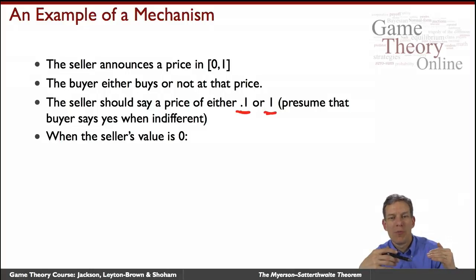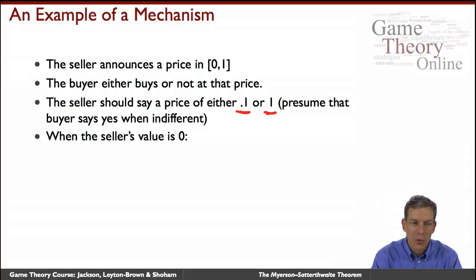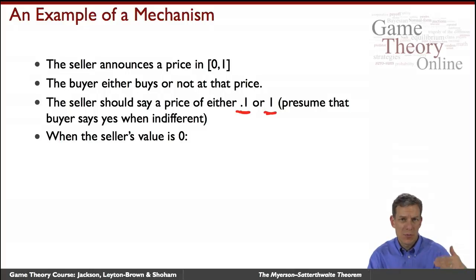So once you go above 0.1, you might as well push the price all the way up to 1. And you don't want to sit down near 0, you might as well push it all the way up to 0.1. Okay, so we'll presume that the buyer says yes when indifferent, but modulo some epsilons, the seller should be setting a price that either pushes up to 0.1 or all the way up to 1.